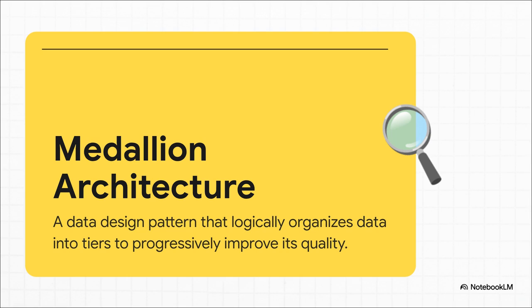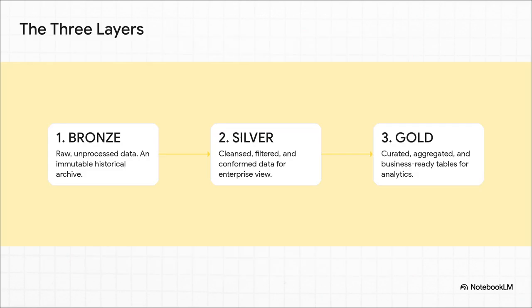Now, this isn't just some random Databricks idea. It's really become the industry standard for building a modern data lakehouse. It's a beautifully simple concept. You just organize your data into 3 distinct layers, or tiers, and with each layer, the data gets progressively better, cleaner, and more valuable. So here's how it works.